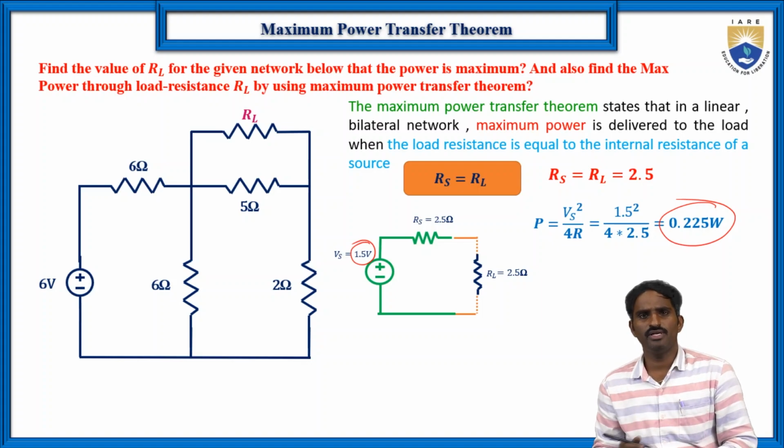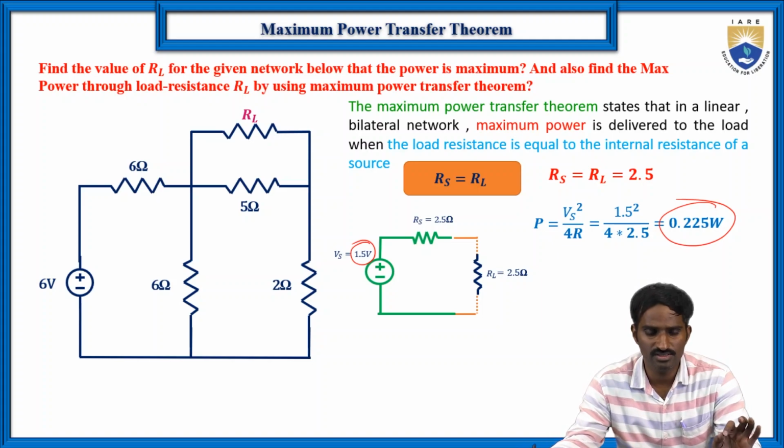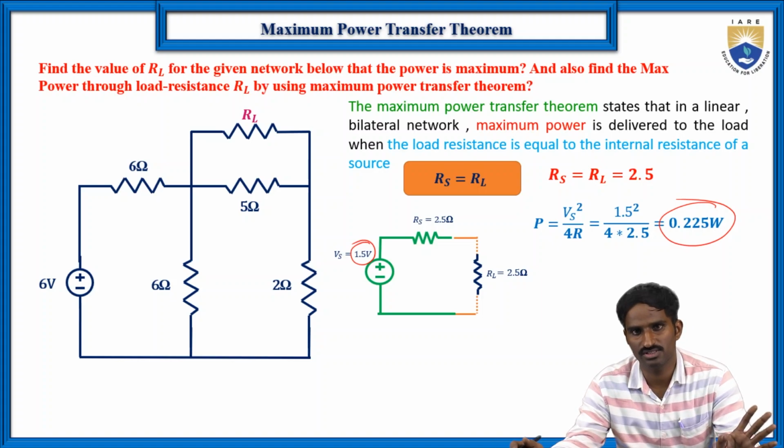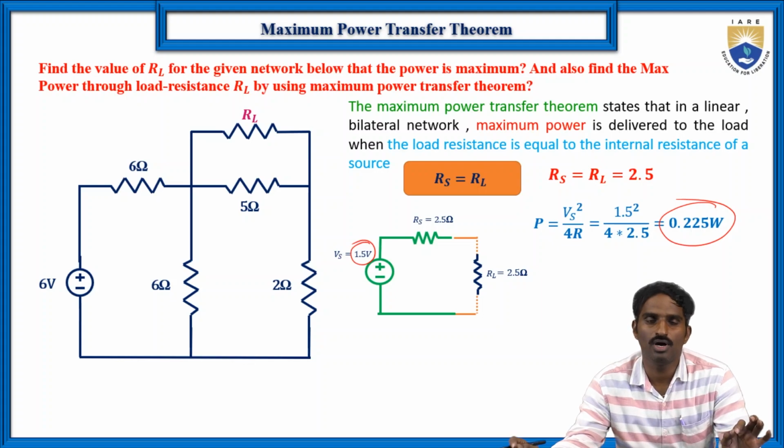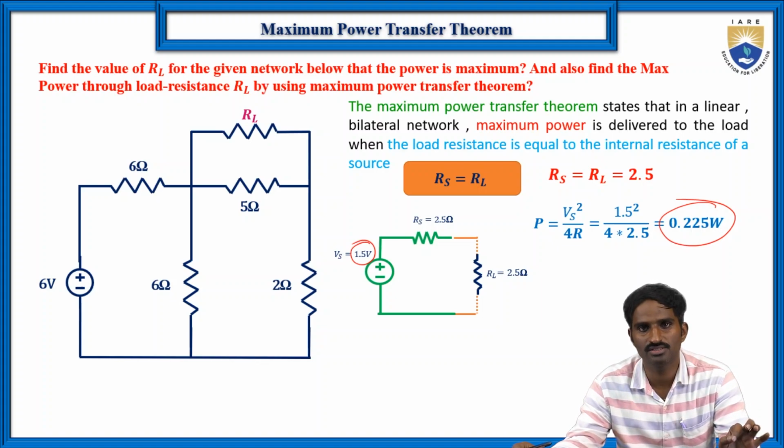So here the only difference between Thevenin's theorem and maximum power transfer is that the maximum power represents the condition where we can get the maximum power flowing through the load resistance, when Rs is equal to RL. As you can see, here also we followed the same procedure as Thevenin's theorem. So if you are clear about how to find the Thevenin's resistance and Thevenin's voltage, then it is very easy to understand and apply the maximum power transfer theorem as well as Norton's theorem.